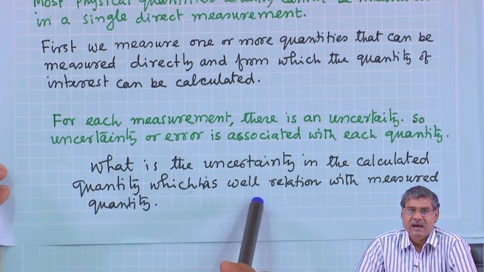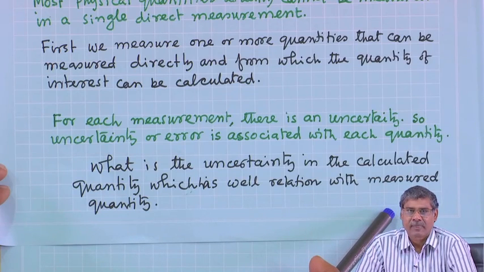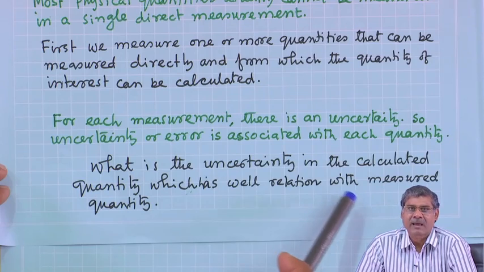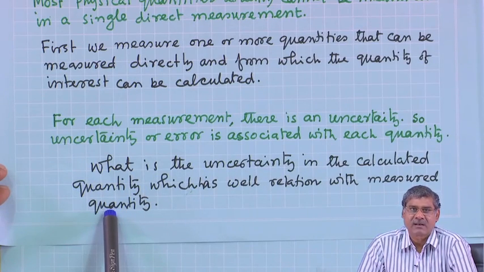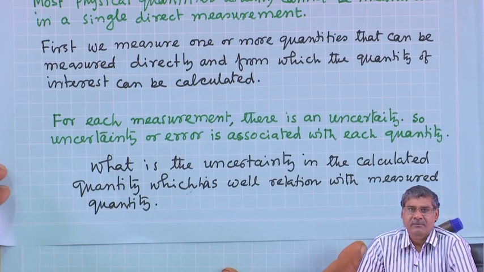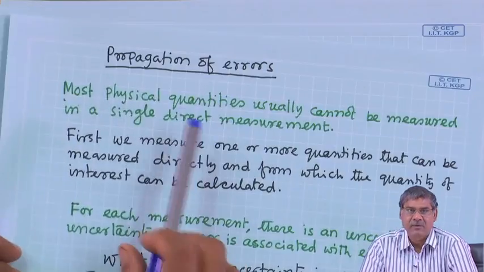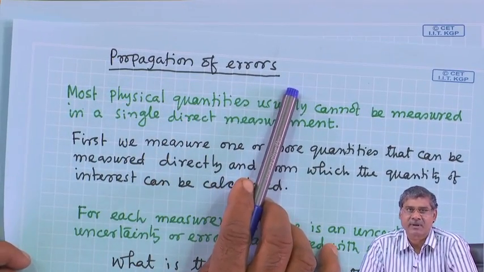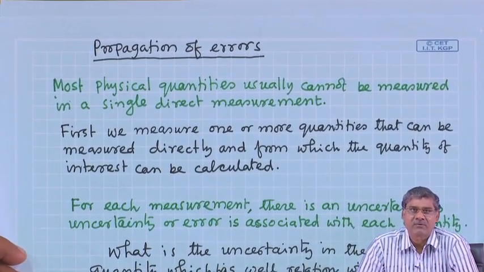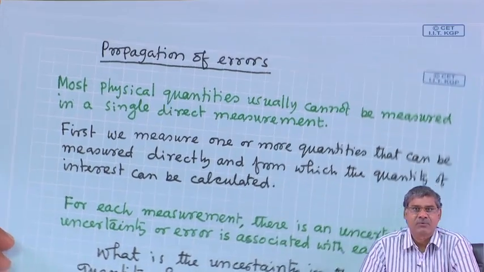That means I know the uncertainty or error for each quantity which I measured, and now I have calculated some physical quantity which is related with those measured quantities. Now, what will be the error of this physical quantity, that we have to find out. This we call the propagation of errors, and how to find out the error of the final quantity is what we will discuss.